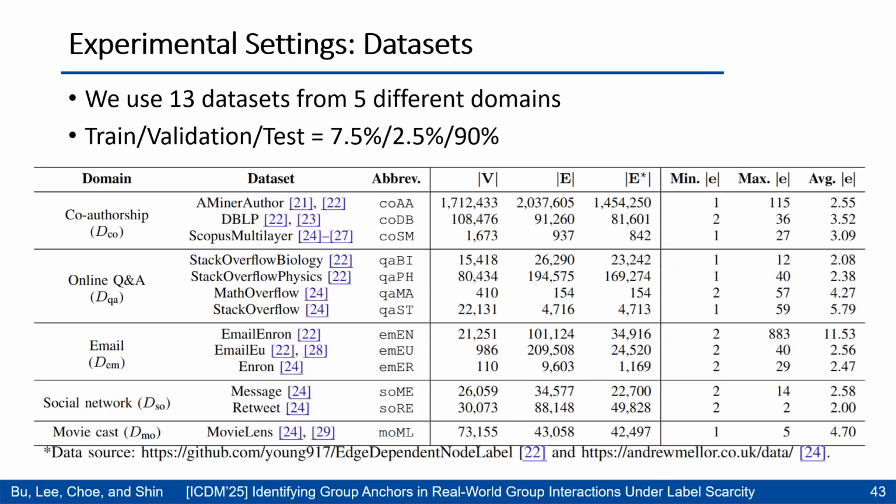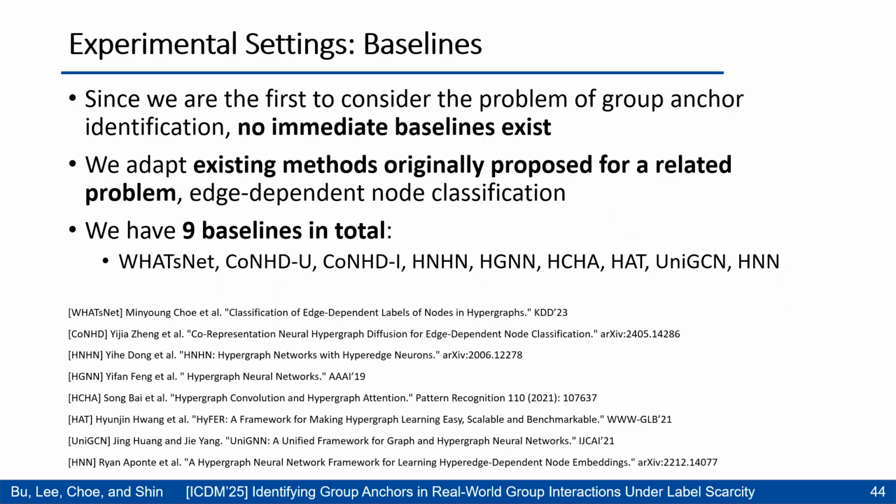We have introduced the datasets once before when we discussed our observations. Let us recap that we use 13 datasets from 5 different domains. We consider realistic scenarios of label scarcity, specifically with a 7.5 to 2.5 to 90 train-validation-test split. For baselines, since we are the first to define and consider this problem, we couldn't find immediate competitors. Therefore, we adapt existing methods proposed for a related problem. In total, we have 9 baselines.